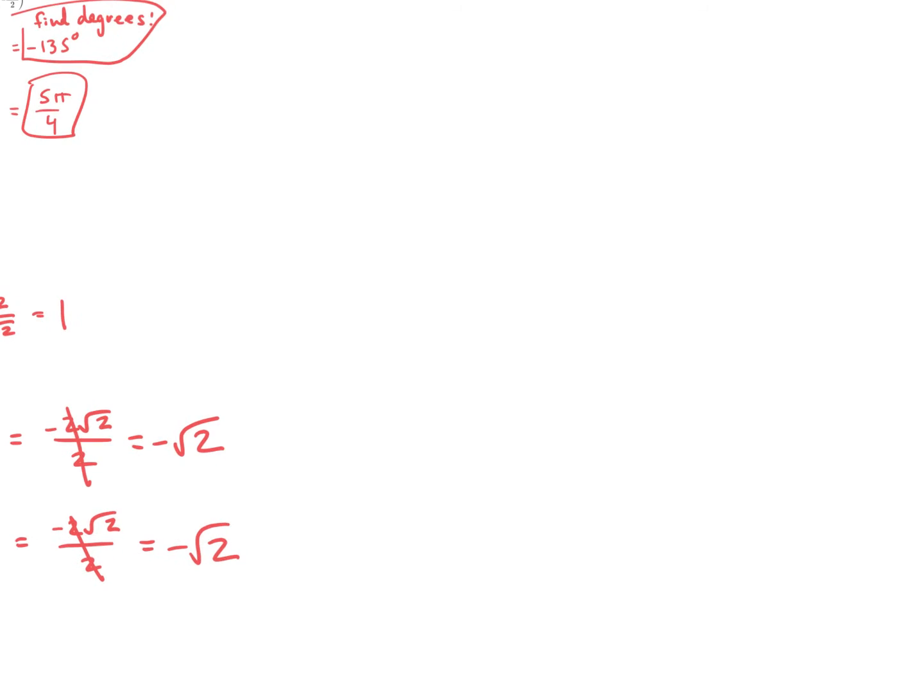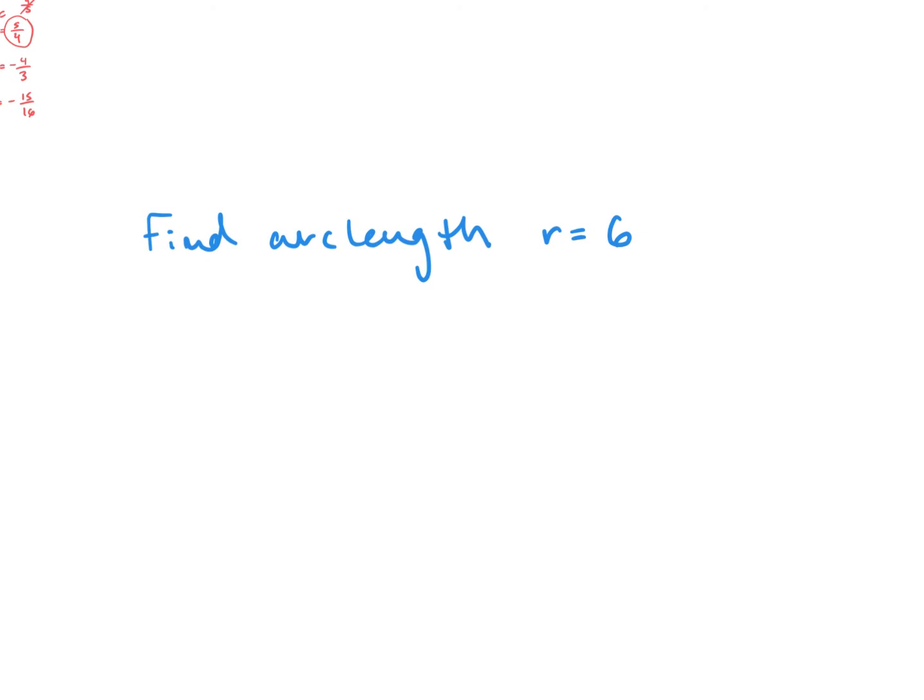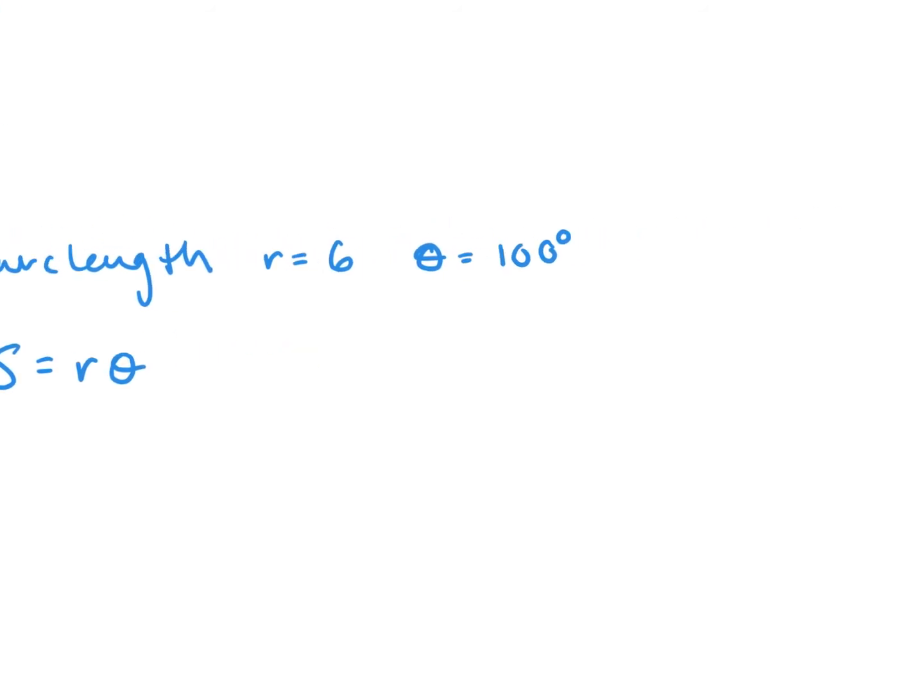Okay, doing another question, kind of throwing it back to 4.1, just to review for the quiz. Let's say it asked us to find the arc length, given the radius is 6 and theta is 100 degrees. What's my arc length formula? S equals r times theta. But what does theta have to be in? Radians. So first I have to convert 100 degrees to radians.